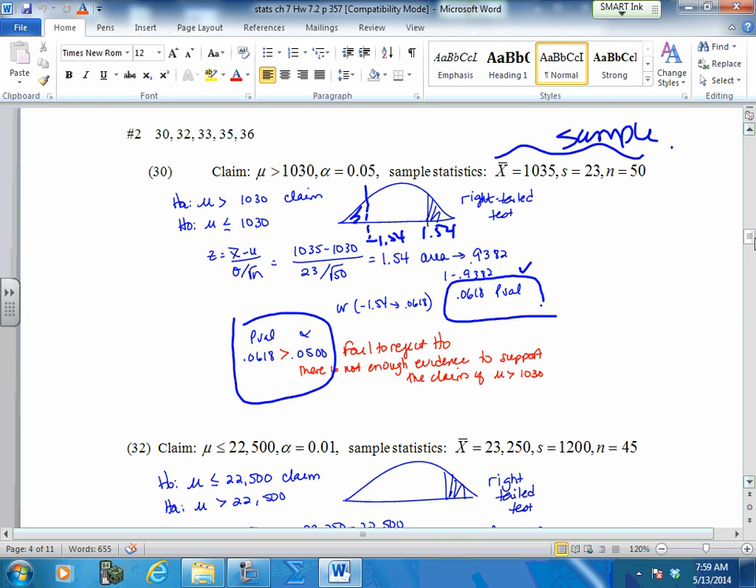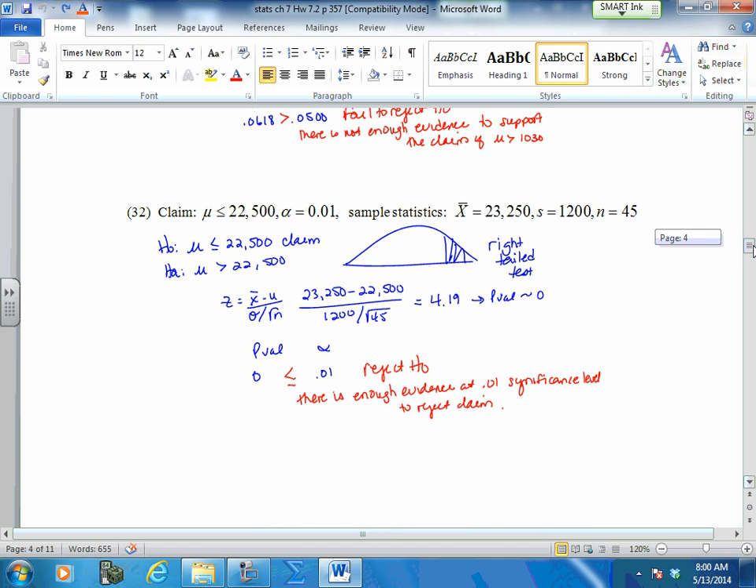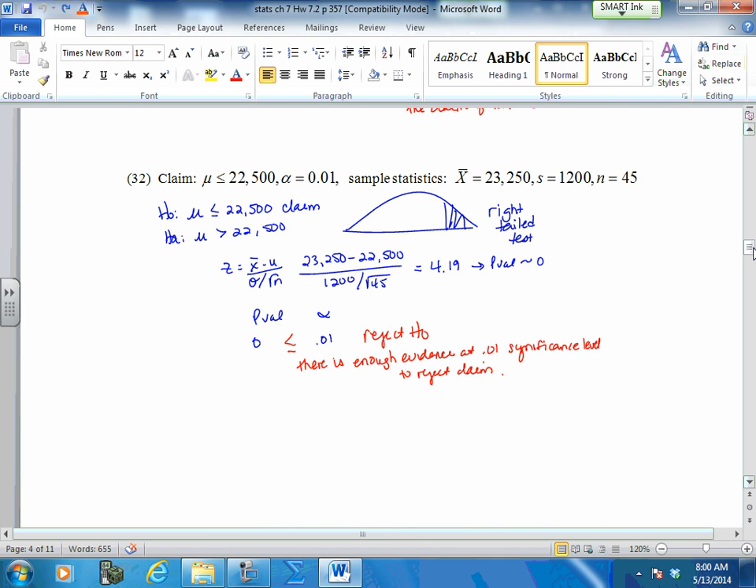You need to know. When you get to this and you look up 1.54, that can't possibly be 93% of your curve. It's a little tiny tail. So, I forgot to subtract it from 1. If you didn't look up the negative part of it... I think it's easier to look up the negative part of it. You don't have to subtract it from 1. But whatever you decide is good.